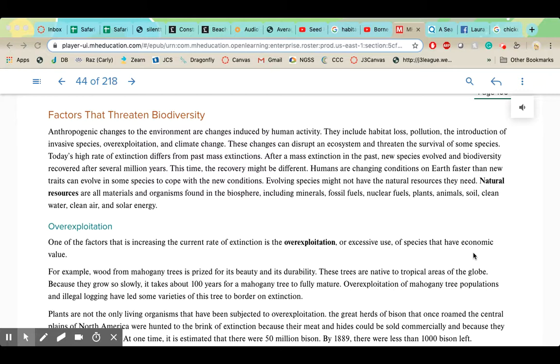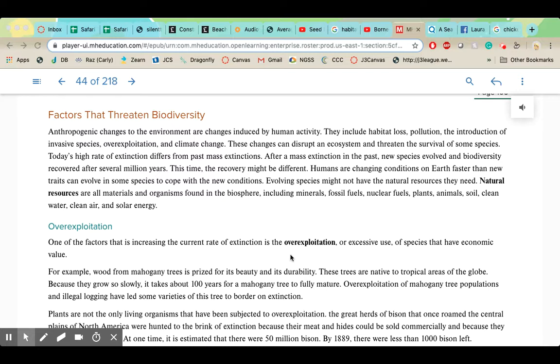So, factors that threaten biodiversity. I want to point out this word: human factors, when they affect biodiversity, are called anthropogenic changes. Anthropogenic changes. These are changes that humans make specifically that can affect biodiversity.